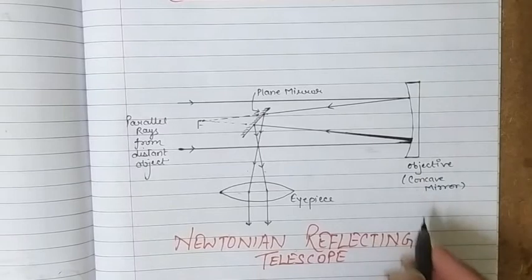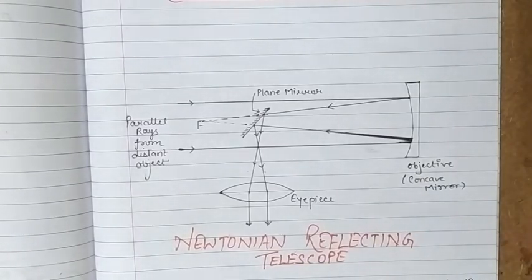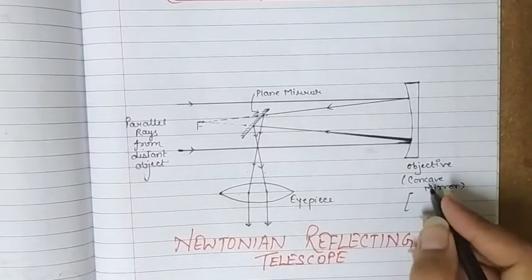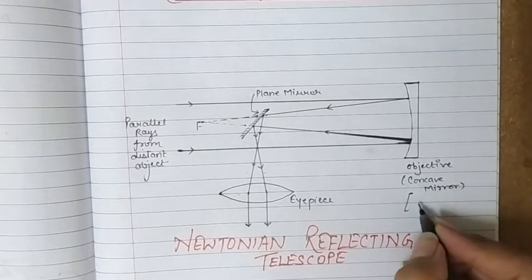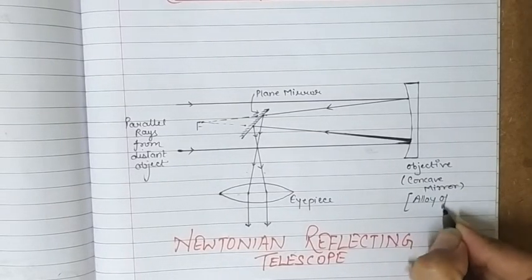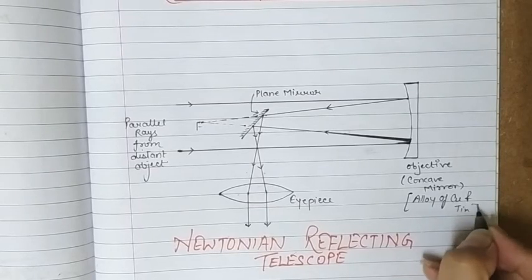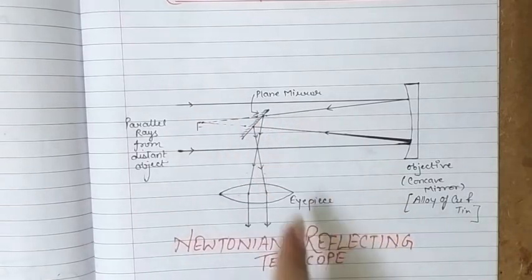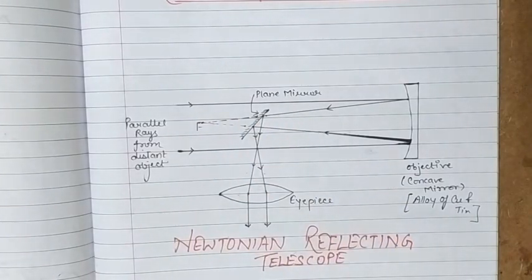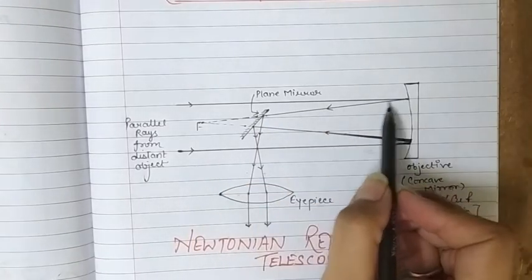This is a concave mirror of large focal length, and it works as the objective and is made of an alloy of copper and tin. Sorry, this is not a lens, this is a mirror, a concave mirror, made of an alloy of copper and tin. These two elements are used to form this objective mirror. A beam of light from a distant source, a parallel beam of light coming from a distant star or any object which we want to see, is incident on the objective.